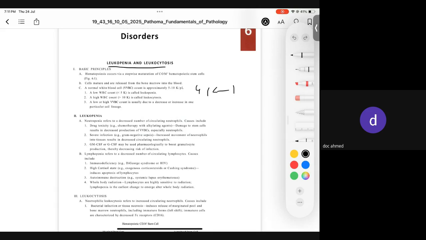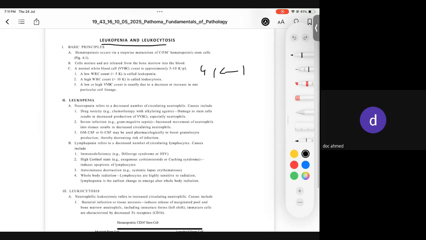Okay. So we were discussing leukopenia and leukocytosis. So when do we get leukopenia, right? We get leukopenia whenever we have some drug toxicity. What do I mean by that?